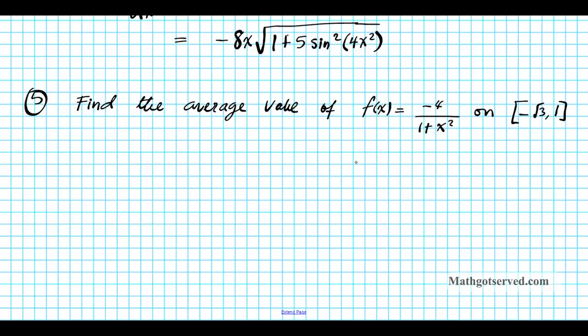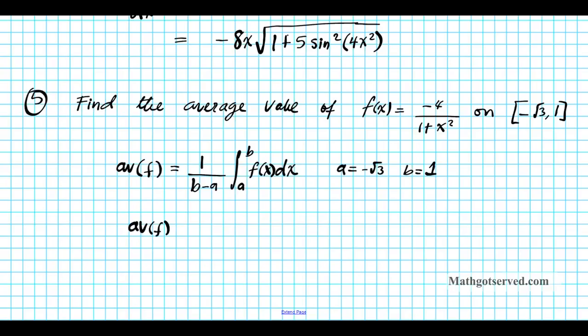Okay, now the formula for an average value of f on an interval a, b is given by the reciprocal of the length of the interval, b minus a, times the definite integral of the function from a to b, like that. Okay, all right, we can see in this problem that our a is the lower boundary of our interval, negative root 3, and b is the upper boundary of our interval, which is positive 1. Alright, so let's plug in a, b, and the function into our formula here.